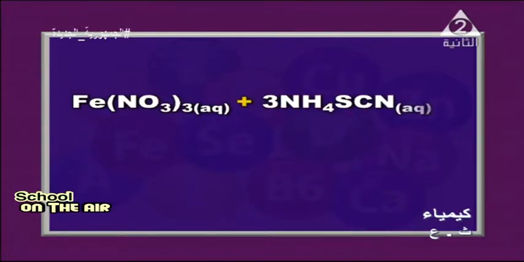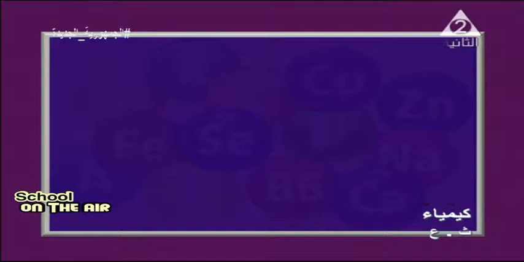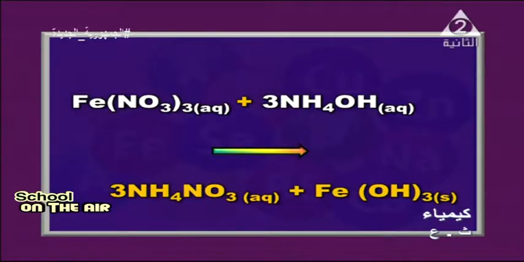We know that iron 3 nitrate, when it reacts with ammonium thiocyanate, gives iron 3 thiocyanate, which is blood red color, and ammonium nitrate. So the blood red color is formed by iron 3 thiocyanate. And when adding iron 3 nitrate to ammonia solution or ammonium hydroxide, it gives ammonium nitrate and a reddish brown precipitate of iron 3 hydroxide. So the reddish brown precipitate is iron 3 hydroxide. So iron 3 nitrate is responsible for these two colors.